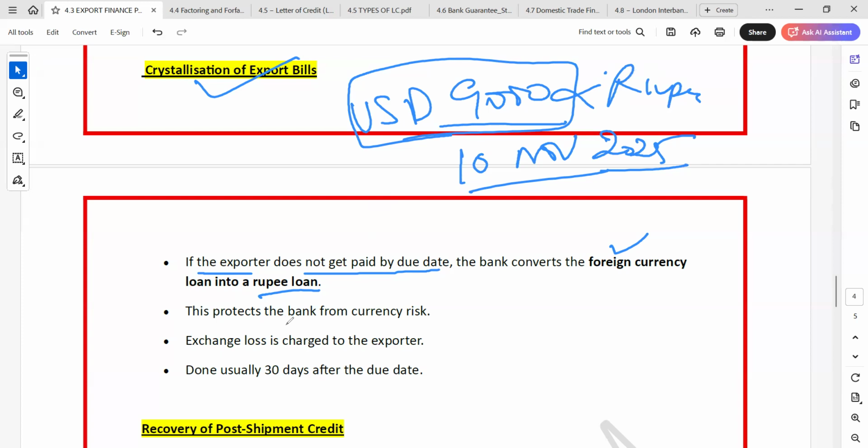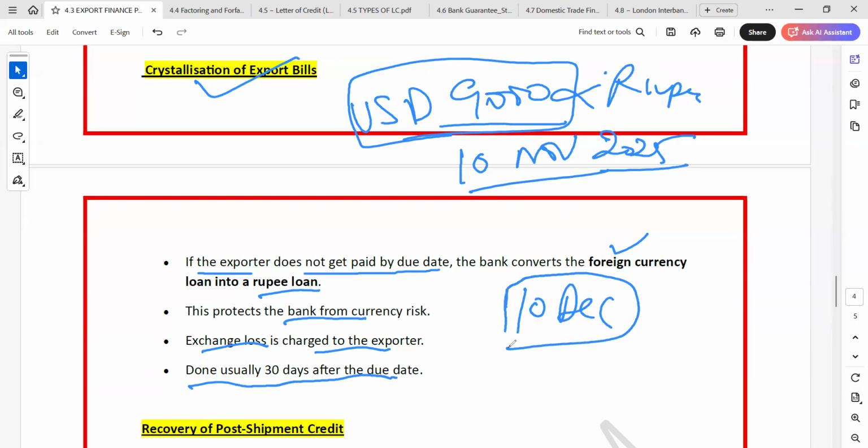This protects the bank from currency risk, and the exchange loss is charged to the exporter. It is usually done 30 days after the due date. So suppose the due date is 10th November and payment has not come up to 10th December, the bank will crystallize the bill.